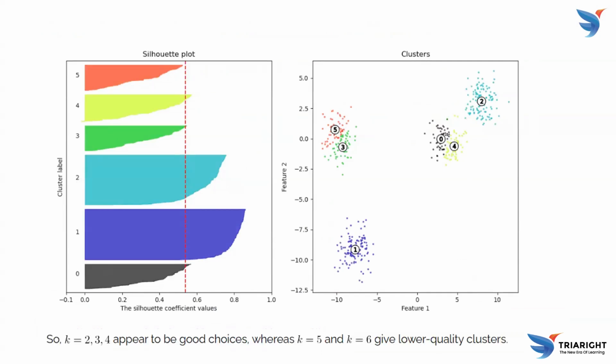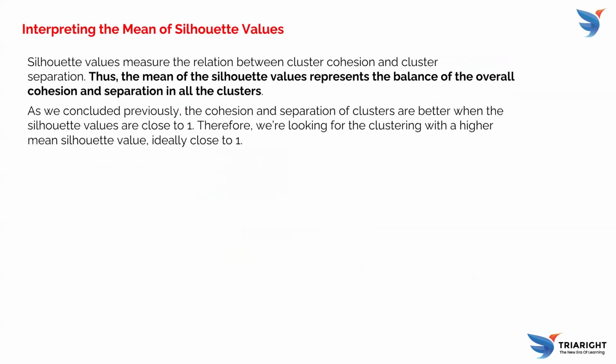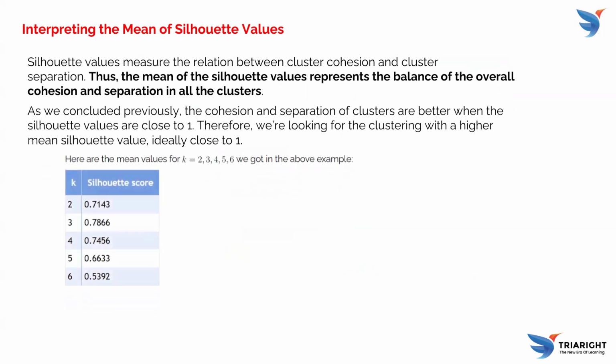So k equal to 2, 3 and 4 appear to be good choices, while k equal to 5 and k equal to 6 are worse, given the lower quality of the clusters. Now to interpret the meaning: silhouette values measure the relationship between cluster cohesion and cluster separation. The silhouette value represents the balance of overall cohesion and separation in all clusters. As we concluded previously, cohesion and separation are better when the silhouette values are closest to one. Therefore, we look for the clustering with the higher mean silhouette value, close to one.